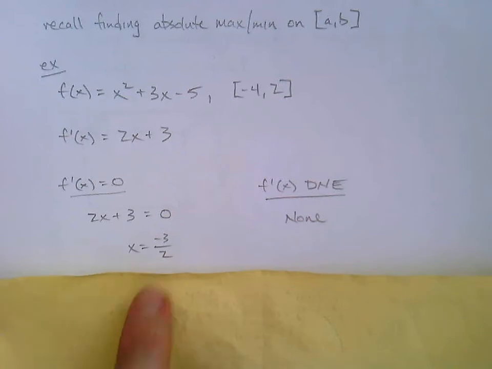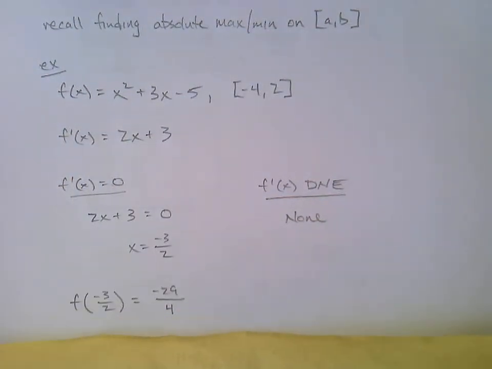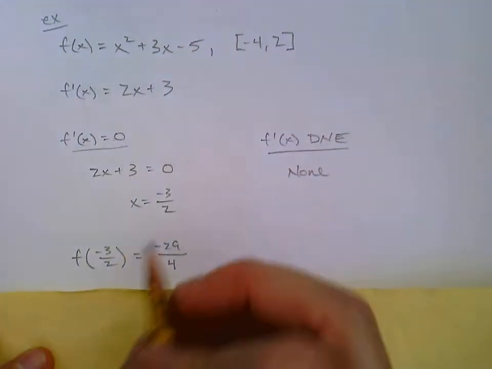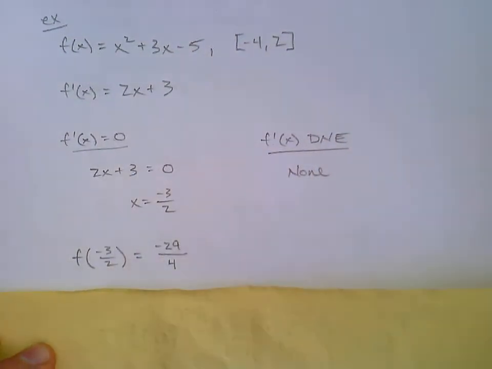What do you do once we just have the one critical number there? What do you do then? You take that critical and you plug it back into the original function. So we get this fraction. I invite you to check my work. I got f of negative 3 over 2 to equal negative 29 over 4. Right? What else do we do? This is like step 1, all of that.